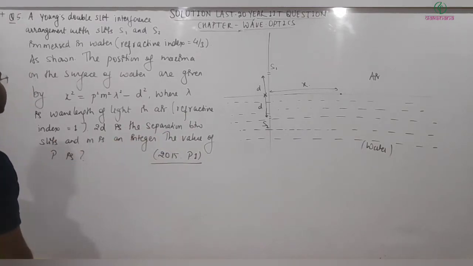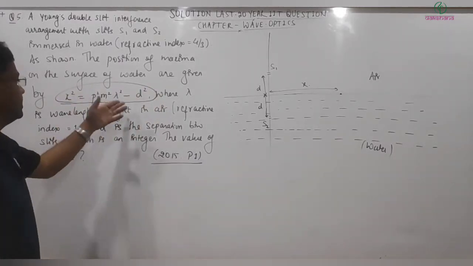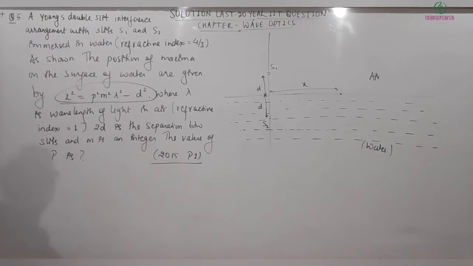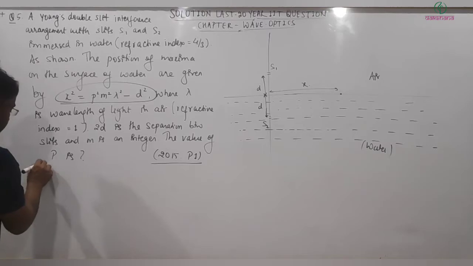The positions of maxima on the surface of water are given by this expression, where lambda is the wavelength of the light in air, refractive index 1, 2d is the separation between the slits, and m is an integer. Find the value of p. So this is the question, and now we need to solve it.